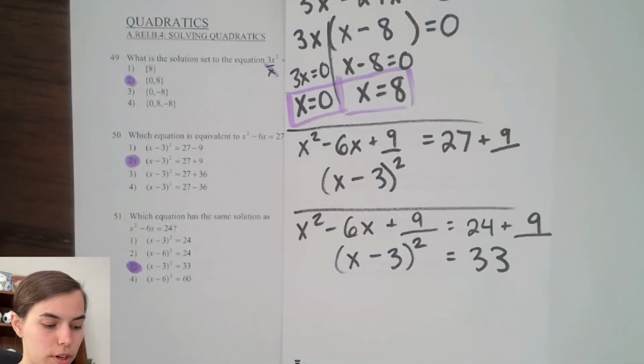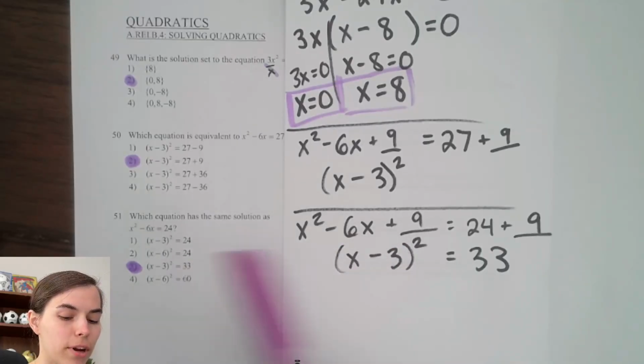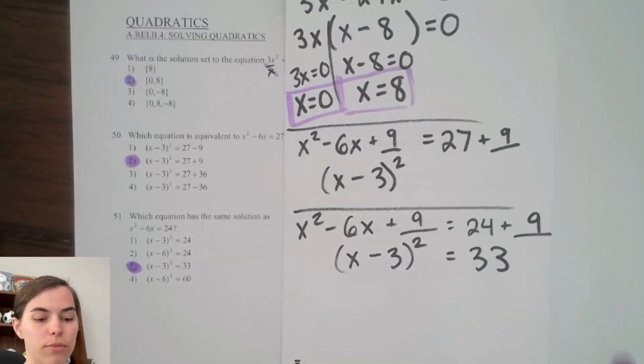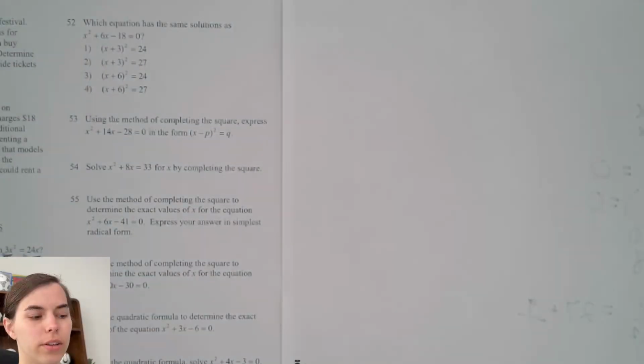Be careful here, they're trying to trick you with the first one, because the first one has the same left side, but they forgot to add the 9 on the right. So be careful and make sure if you add something to one side, you add it to the other as well. Now let's look at another one.